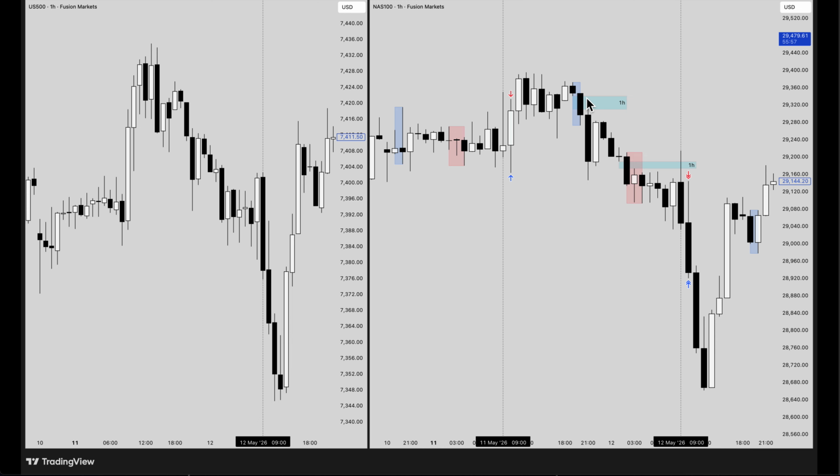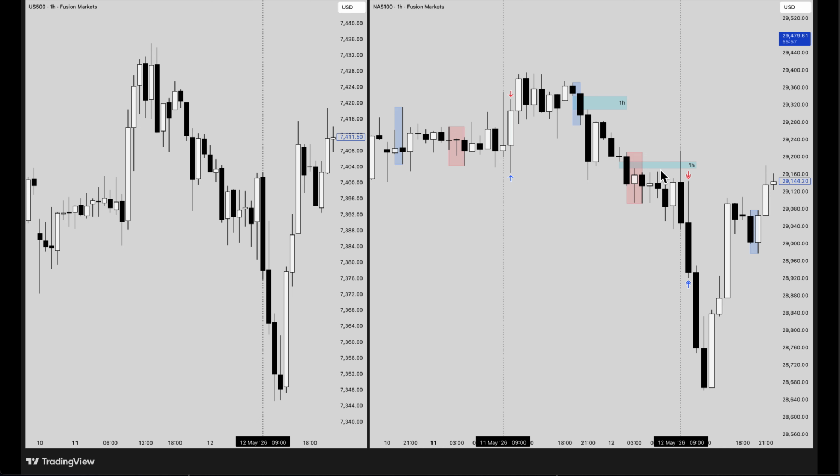We can see high time frame bias was clearly bearish because during the Asia session price came down and created a bearish 1 hour fair value gap, which price didn't go back to revisit. And during the European session, price created another 1 hour fair value gap, which price actually came back to test and respected at 9 a.m. Eastern Standard Time. I normally start trading at 9:30.